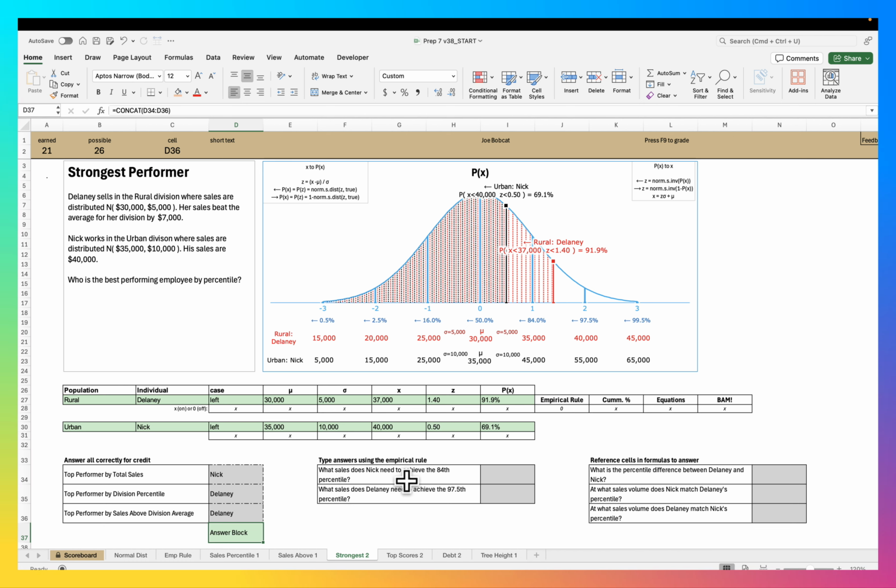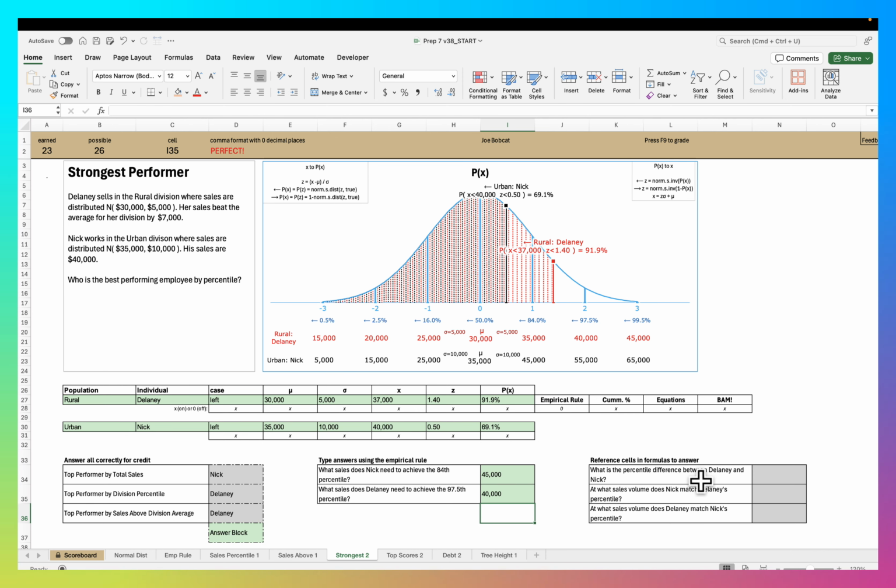What sales does Nick need? Okay, now we can play around a little bit more, feel for the numbers. What sales does Nick need to achieve the 84th percentile? So there's the 84th percentile. Nick is on this scale here, the black scale. So he would need 45,000. What sales does Delaney need to achieve the 97.5 percentile? Delaney's on the red scale, 40,000. When I say red, I mean the rural scale.